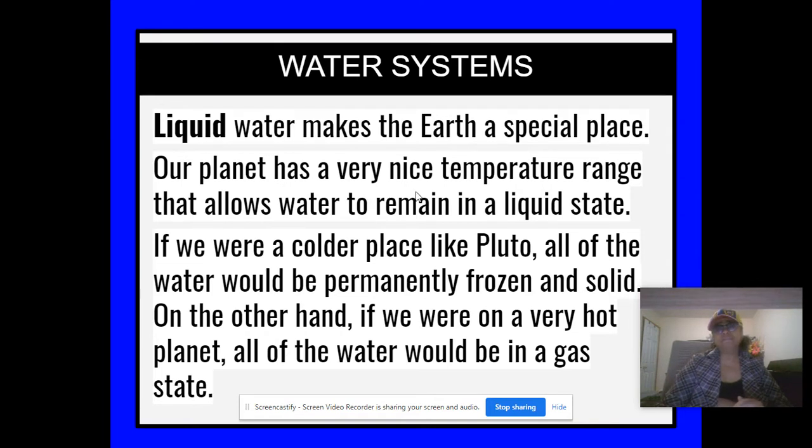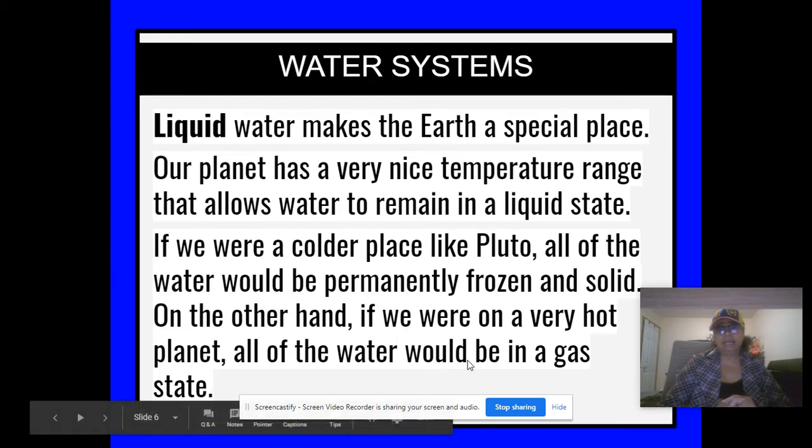Our planet has a very nice temperature range that allows water to remain in a liquid state. If we were a colder place like Pluto, all of the water would be permanently frozen and solid. On the other hand, if we were on a very hot planet, all the water would be in a gas state.